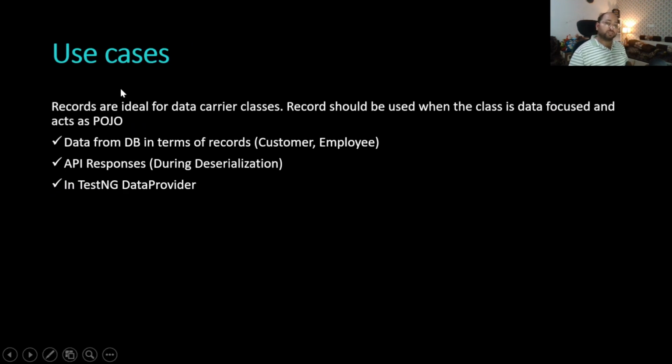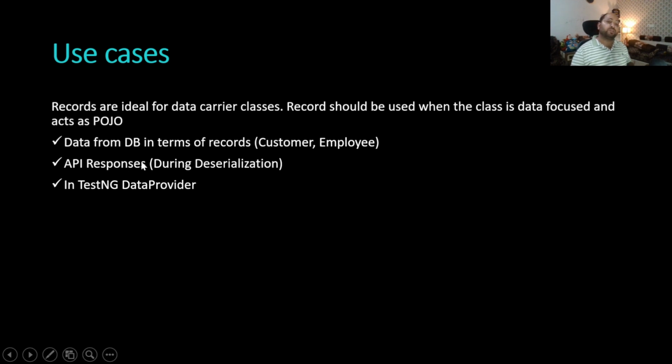So what are the use cases? Records are ideal for data carriers. Whenever we have a requirement that we want to use a class for data purposes only, which is not going to change, only then we should use a record. So it can be used for fetching data. Suppose we have fetched the data from the database and we want to store it in a class. In that case, we can use a record.